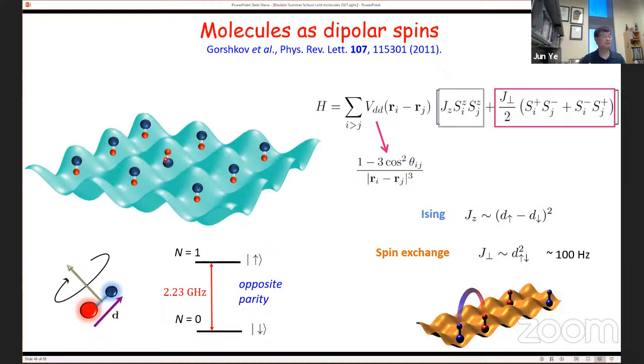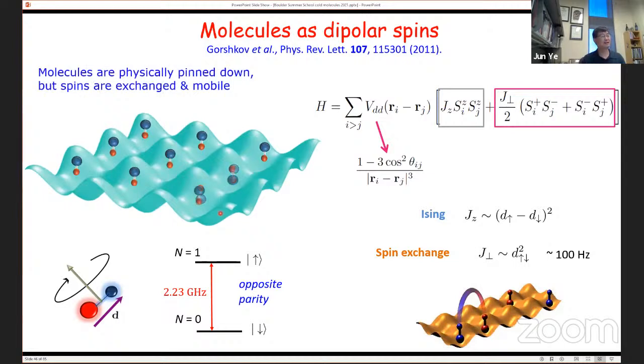So you flip one molecule to be different from the rest, and you can actually study the spin exchange. As you can see in this animation, these molecules are flipping their spins, right? And these molecules are physically pinned down. The molecules are not moving around, but the rotational excitation is moving around.